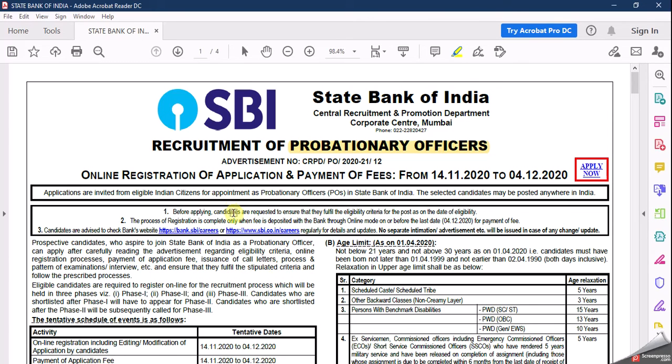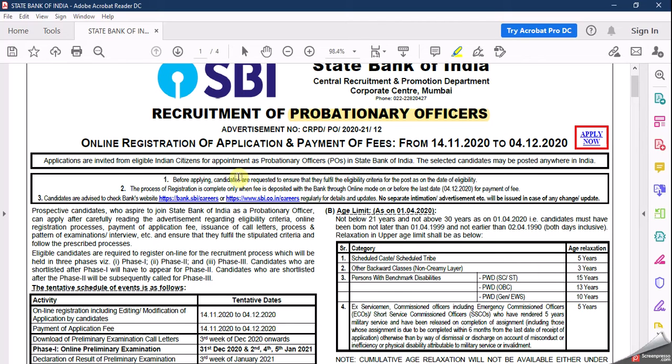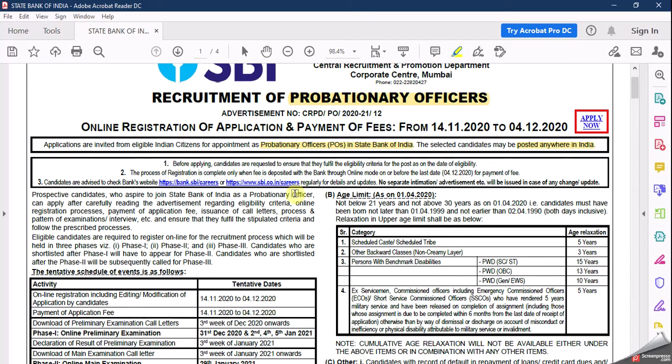Okay, so let's start. As you can see, they have clearly mentioned that this exam will be held for the post of probationary officers in State Bank of India. And remember, selected candidates, that is after you get selected in this exam, you can be posted anywhere in India. That is, this exam carries all India service liability.